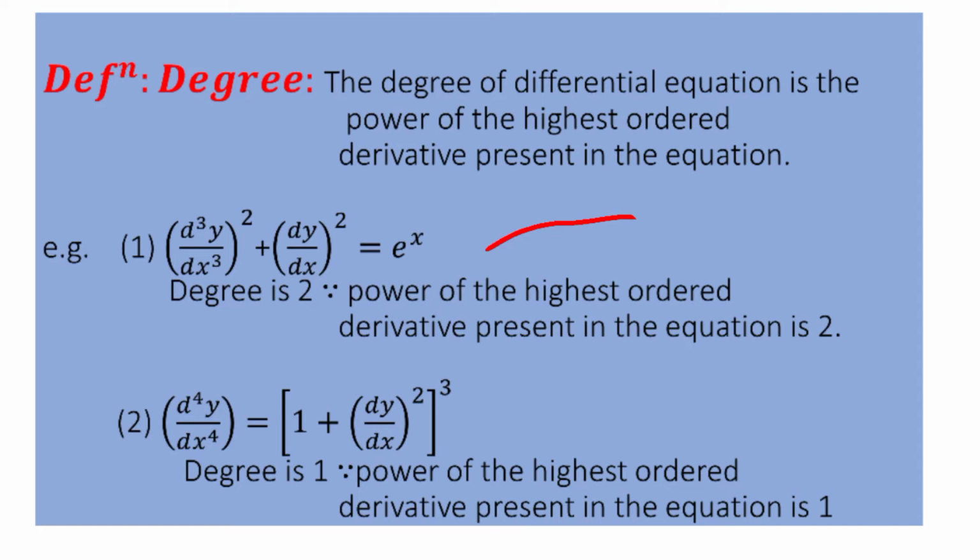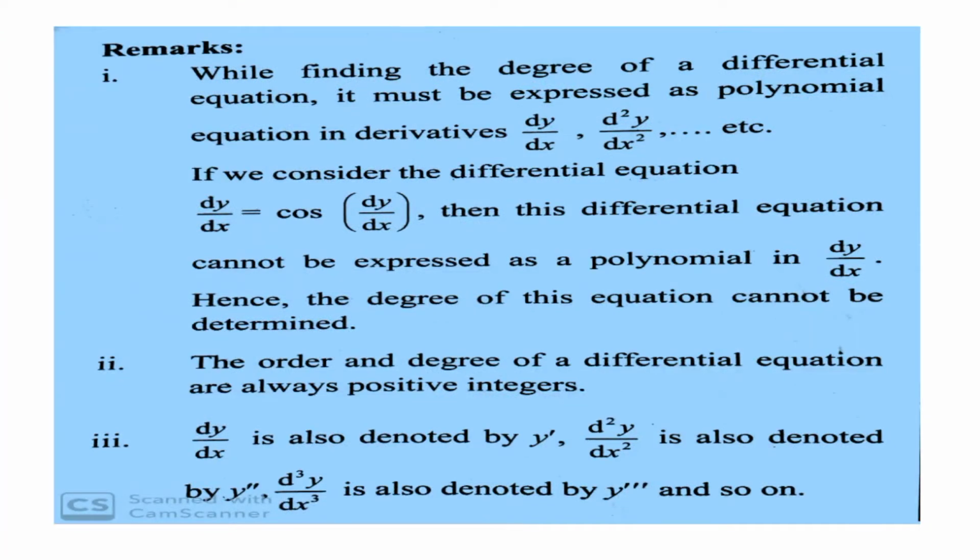Then second equation, d raised to 4y upon dx 4 is equal to 1 plus dy upon dx the whole square raised to cube. Here the highest order of d is what? 4, and the power raised to it is 1. So degree is 1. So the power of the highest order derivative present in the equation is 1. Now remarks.